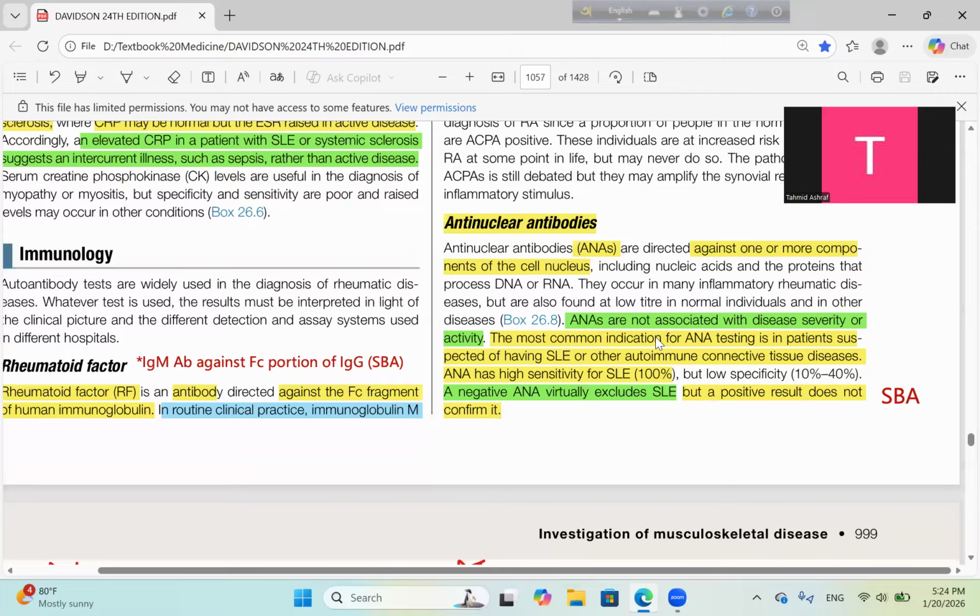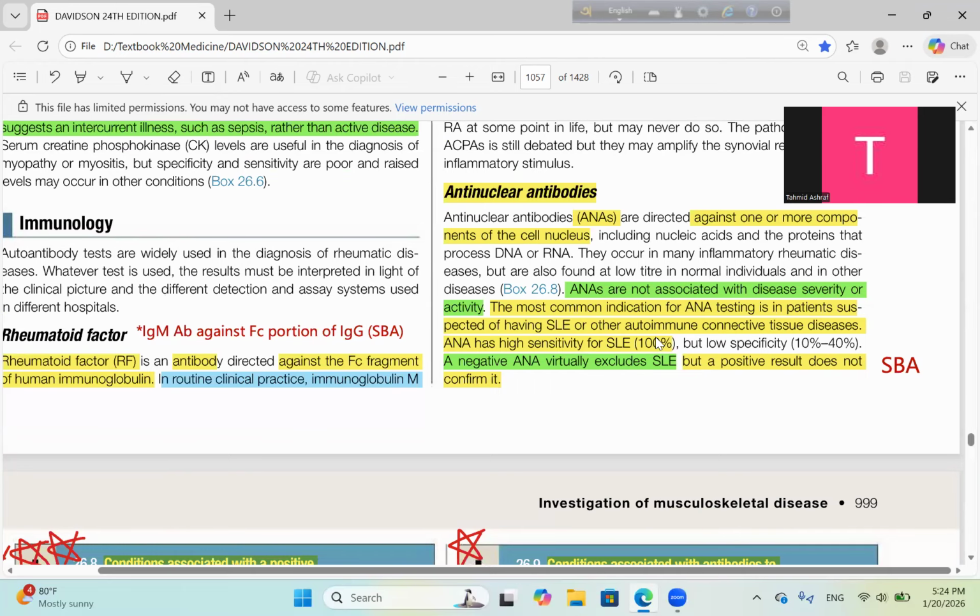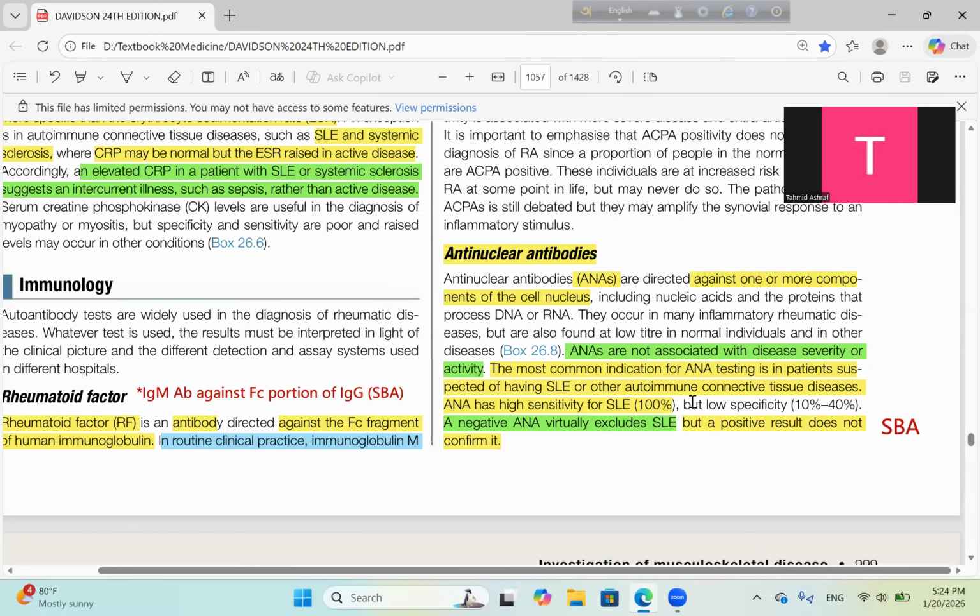If any suspected SLE patient tests negative for ANA, if the lab is good and reliable, we can say that this patient does not have SLE. Okay. But a positive ANA result does not confirm SLE. We will have to remember that. If ANA is positive, we can suspect SLE, but SLE is not confirmed if ANA is positive. Okay. So confirmatory investigation will be another thing.